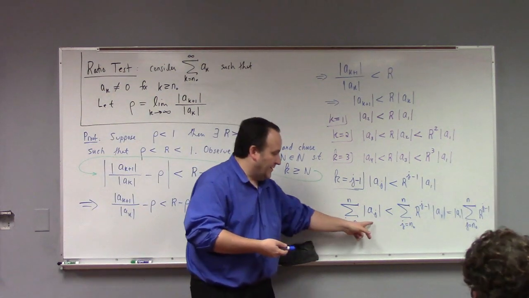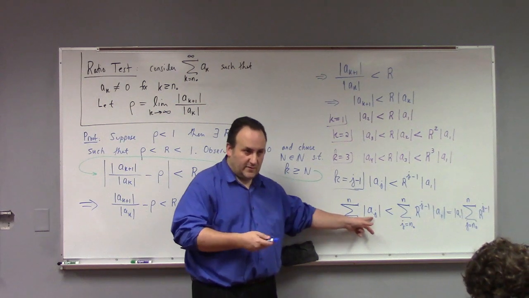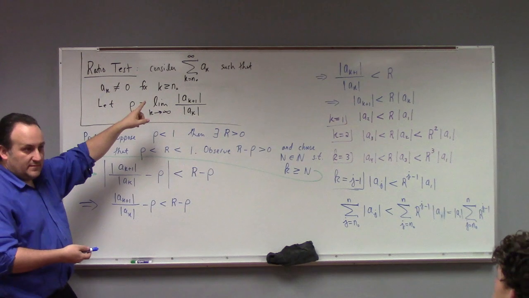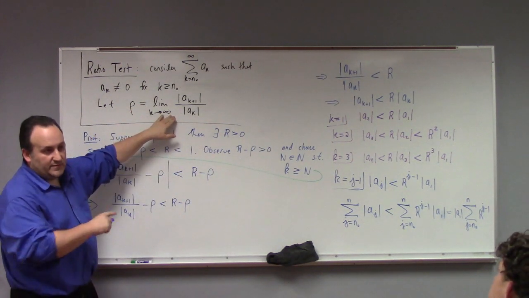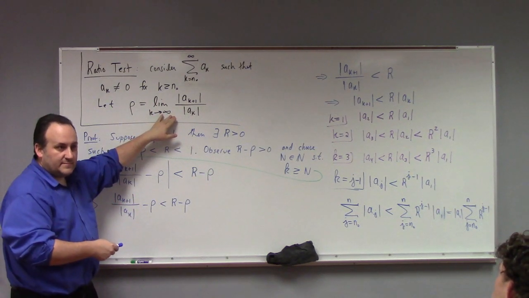Consequently, by the direct comparison test, the absolute value of the given series converges, which goes to show you that the given series is in fact absolutely convergent. So if the ratio rho works out to be less than 1, this argument proves that the series is absolutely convergent.